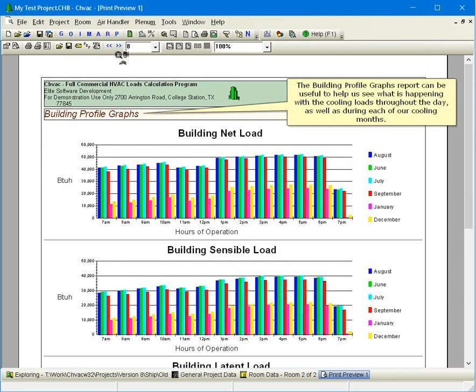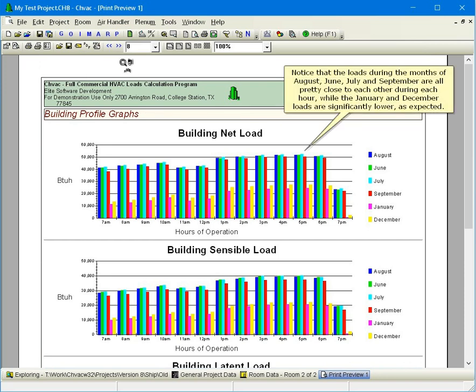The Building Profile Graphs report can be useful to help us see what is happening with the cooling loads throughout the day, as well as during each of our cooling months. Notice that the loads during the months of August, June, July, and September are all pretty close to each other during each hour, while the January and December loads are significantly lower, as expected.